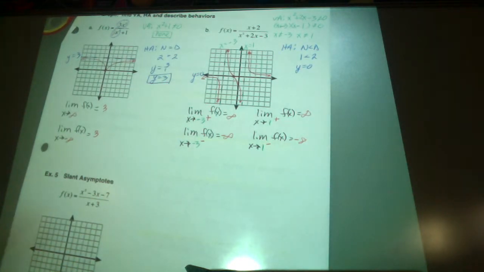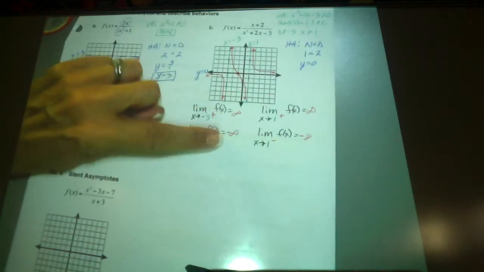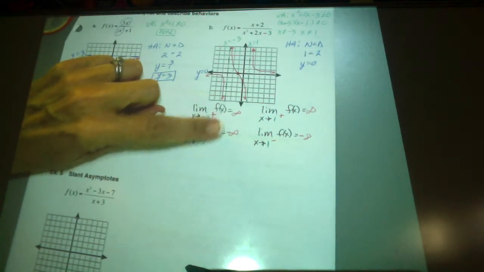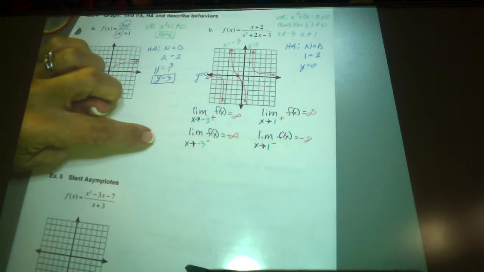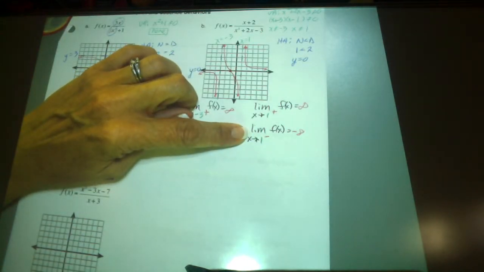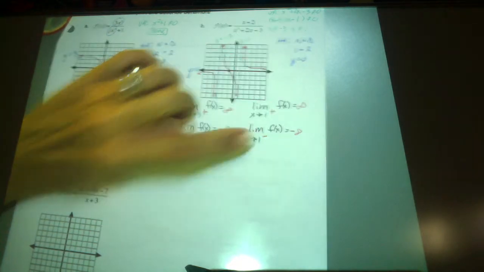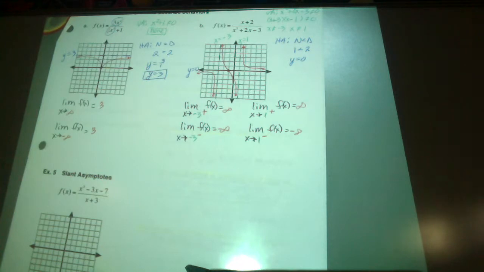Does the overall limit exist at -3? Does your left and right hand agree? Nope. So the overall limit does not exist at -3. What about at 1? Does the overall limit exist at 1? Nope, because the left and right hand don't agree. Questions on that before we do slant asymptote?